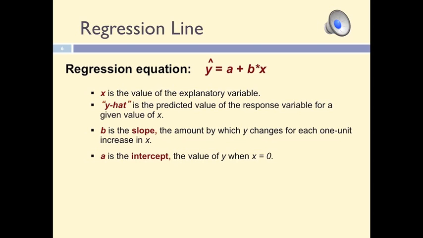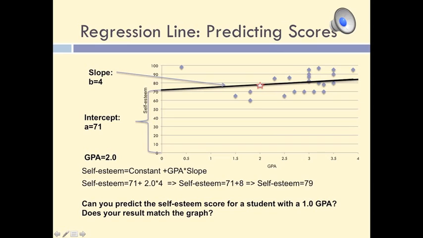So to predict a score, all we need to do is to multiply the explanatory variable by the slope and then add the result to the intercept. We can see in our example that our response variable, self-esteem, can be predicted based on GPA using the regression formula. The intercept in our case is 71. This is the value of self-esteem when GPA is equal to 0, so it's our baseline, if you will. The only other piece of information that we need is the slope, which shows the inclination of the regression line, how steep or how flat the line is. In our case, the slope is equal to 4.